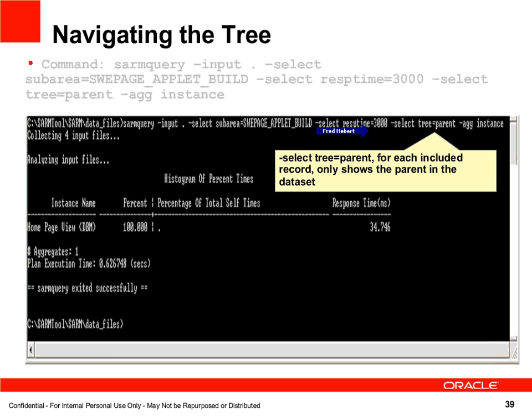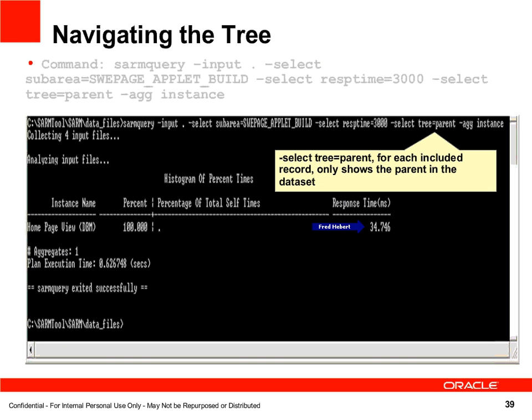And so I'm looking at my applet builds, but I'm interested in the parent of those applet builds, and we'll aggregate those by instance. And you know what I see? I see that all of them came from the homepage view, EVM, whatever that is. That homepage view seemed to be the problem. And that homepage view really wasn't taking that long itself.